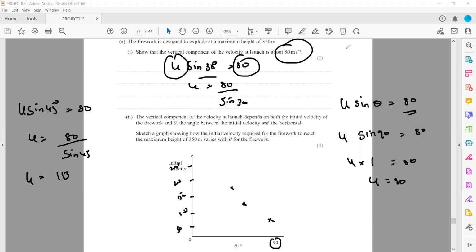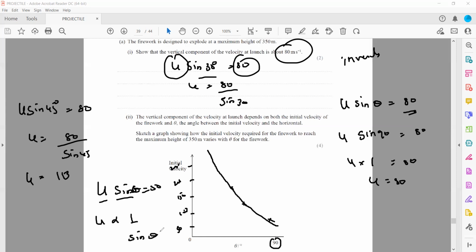When the product of two quantities is constant, it means they are inversely proportional. And when two quantities are inversely proportional, what will be the shape of the graph? It will be a curve, because the value of u sine theta should always be 80. So the product of two quantities should be constant, and we say the two quantities are inversely proportional. The graph will always be a curve. Is it clear? But it does not reach the x-axis or y-axis. It is a curve.